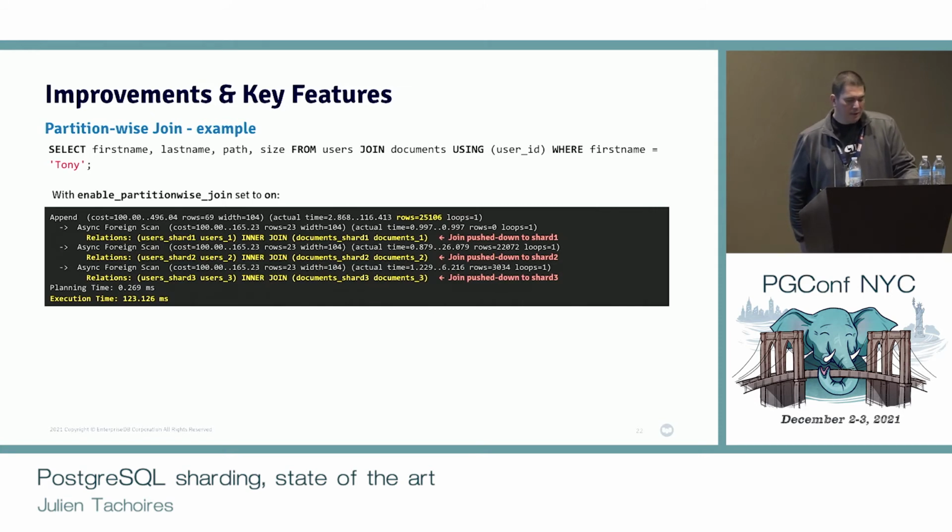So this time we can see that the execution plan is simpler. We have only 3 foreign scans executed. And for each foreign scan, the join operation is pushed down to the remote server and applied at the partition level. So the execution time improvement is huge in this case, from 47 seconds to 123 milliseconds. So this is very huge.